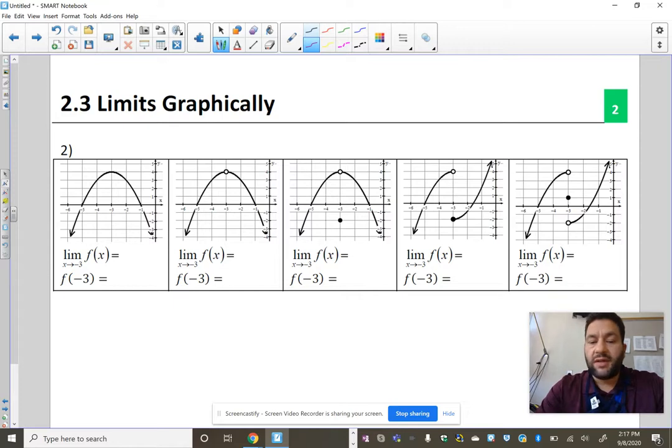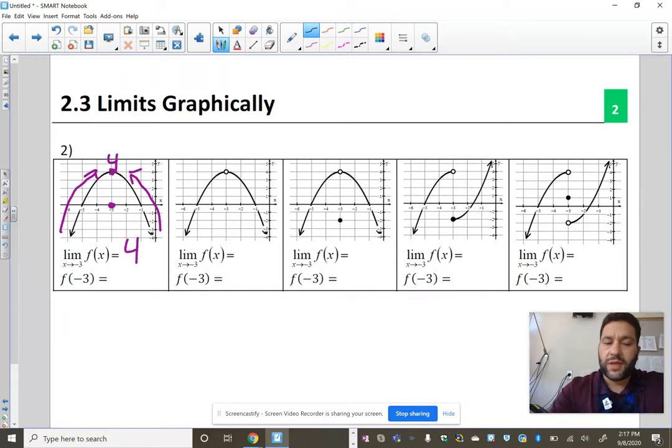So remember, in order to have a limit, you need to approach the same y value from the left and from the right. So for the first one, as the limit of f of x approaches -3, we see if we come from the left or if we come from the right, when x is -3, in both situations, we get an answer of 4. They both approach 4. In this situation as well, f of -3 equals 4. That means when the x value is -3, what's the y value?